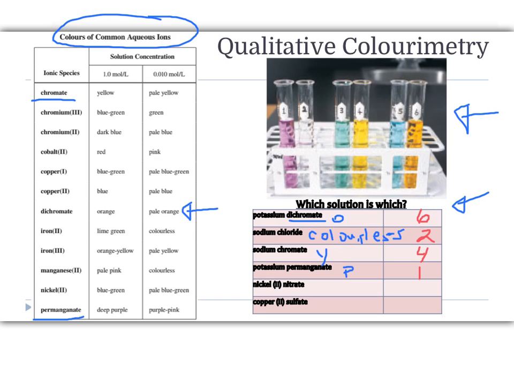Nickel(II) nitrate: nickel, and nickel(II) in particular, is going to be blue-green. And copper(II) sulfate: you can see that copper(II) is going to be blue. So with that, I am going to say that the blue one is going to be number 5, and the blue-green one is going to be number 3. Generally, what you'll see is all of these solutions are going to be paired up with a spectator ion that is not going to produce a solution color.